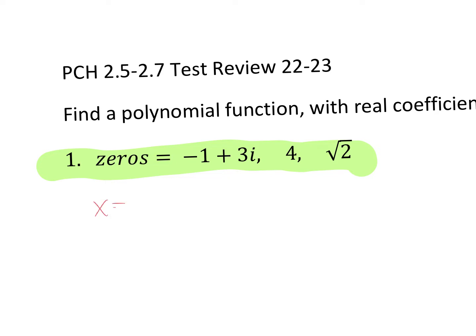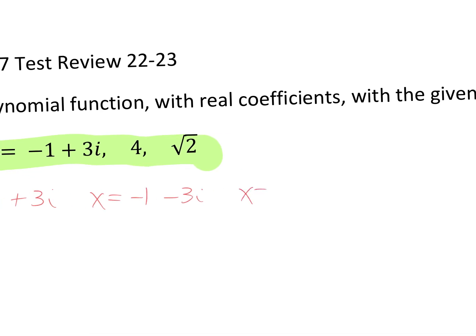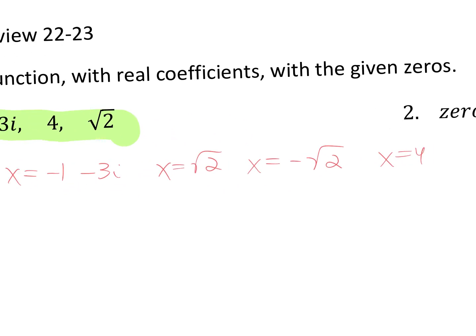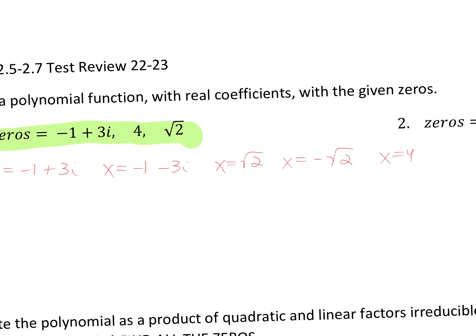If I am given x equals -1 plus 3i, what else am I given? X equals -1 minus 3i. If I am given x equals the square root of 2, what else am I given? Negative square root of 2. And you also have x equals 4. Understand that. If you are given a radical, an irrational root, you also have to account for the negative of it, because the only way that you would get that is if you had x squared minus a number that's not a perfect square. Also, if you are given a complex number, you have to account for the conjugate of that number.